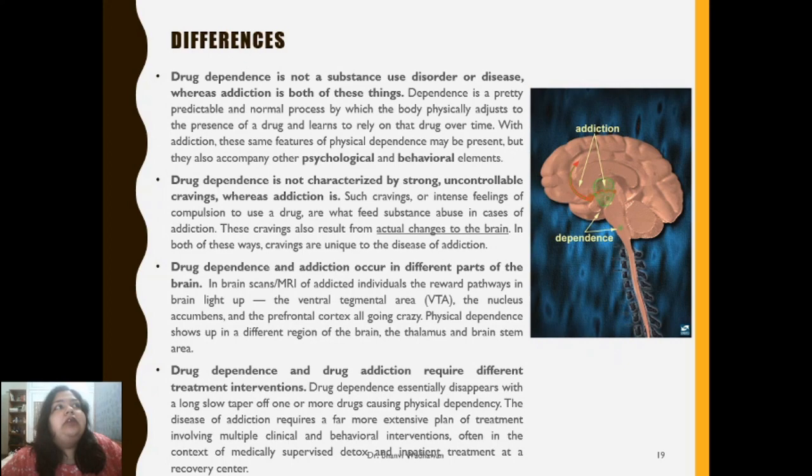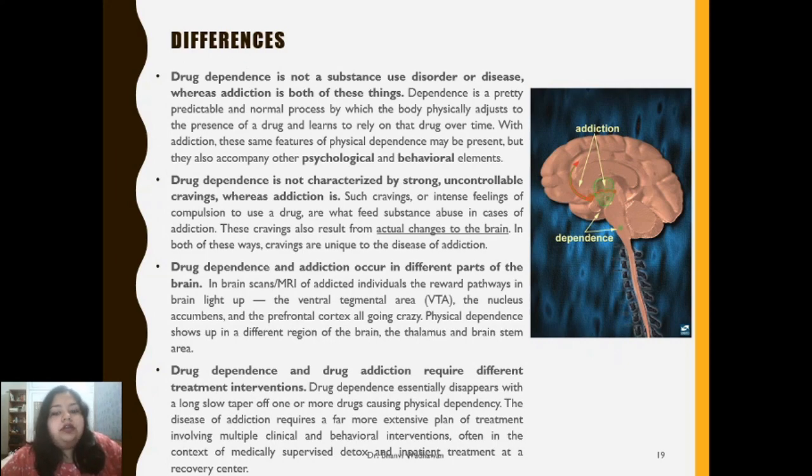So if your body becomes adjusted to a drug, that is called drug dependence. But if along with that your psychological and behavioral state also changes because of the presence of that drug, then that is addiction. Drug dependence is not characterized by strong uncontrollable cravings, whereas addiction is. So when you have cravings, intense feelings of compulsion to use a drug, that is drug addiction. That is what feeds the substance abuse in cases of addiction. These cravings are a result, as I told you earlier, of actual changes in the brain. In both of these ways, cravings are unique to the disease of addiction.